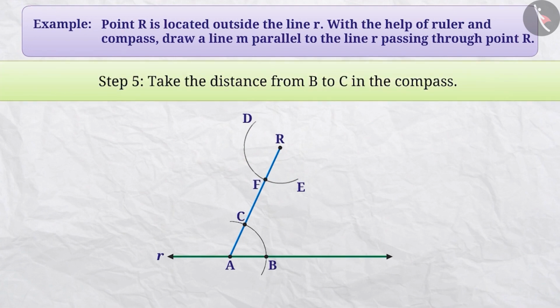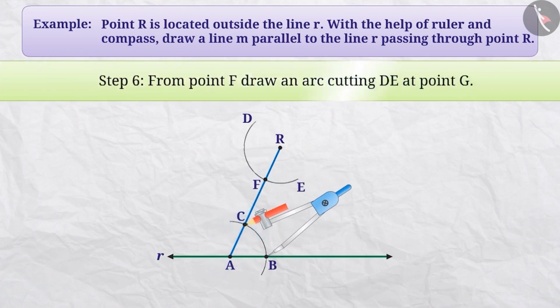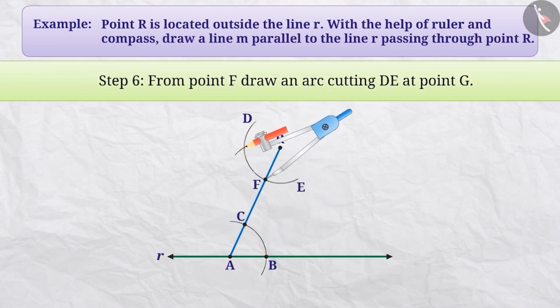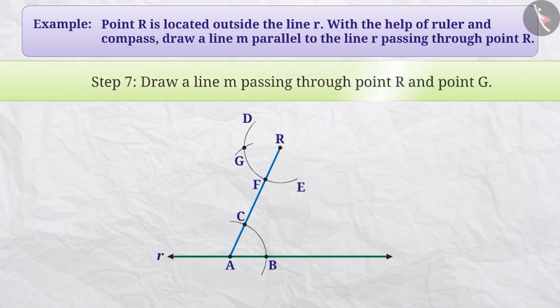Step 5. Place the pointed tip of the compass at B and adjust the opening so that the pencil tip is at C. Step 6. With the same opening as in Step 5 and with F as center, draw an arc cutting the arc DE at G. Step 7. Now, join R and G to draw the line M.